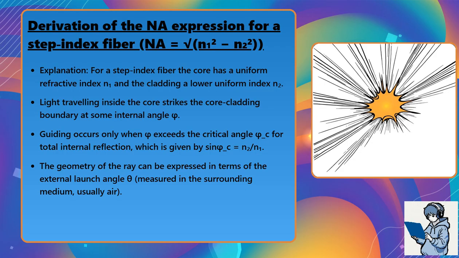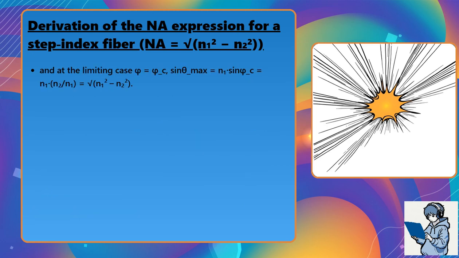The geometry of the ray can be expressed in terms of the external launch angle theta, measured in the surrounding medium, usually air. Using simple trigonometry on the ray diagram, we find sin theta equals N1 times sin phi. And at the limiting case phi equals phi sub c, sin theta max equals N1 times sin phi sub c equals N1 times N2 divided by N1 equals square root of N1 squared minus N2 squared.